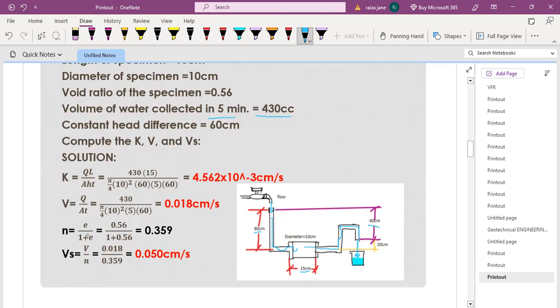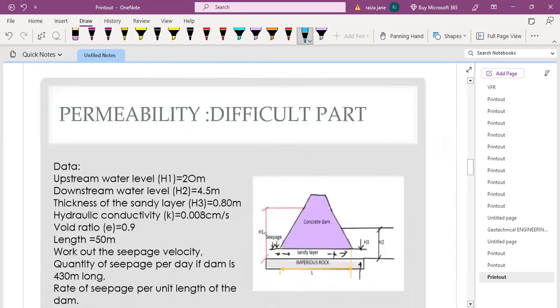So, yung n, the formula of porosity will be E over 1 plus E is equal to, and then substitute the value of our void ratio in here. We have 0.56 over 1 plus 0.56 will be 0.359. And then, makukuha na natin yung seepage of velocity. So, meron na tayong discharge of velocity, tapos meron na tayong porosity. So, substitute lang natin yung value dyan. So, we can get the 0.050 centimeter per second. Next.